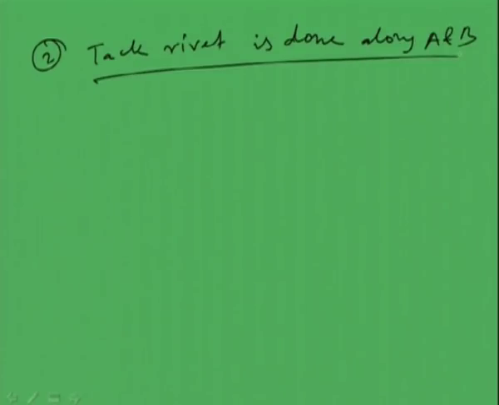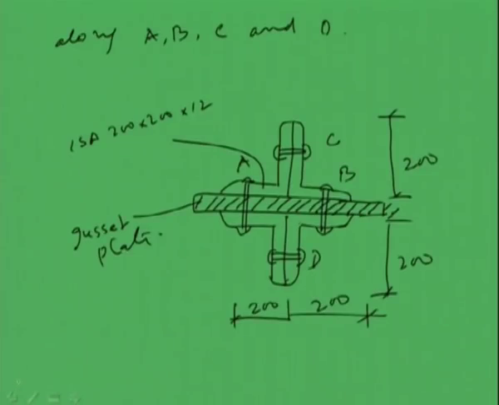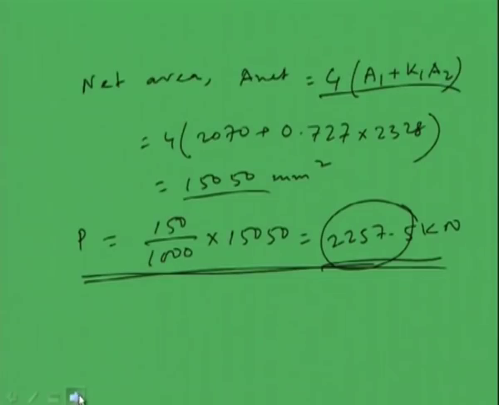Second case, tack rivet is done along A and B. So second condition, let us see. What will happen in this case? The angles will be acting in pairs on both sides of the gusset plate. So in this case, the angles will be acting in pairs on both sides of the gusset plate. So this will be one and this will be another one. In this way we can find out.